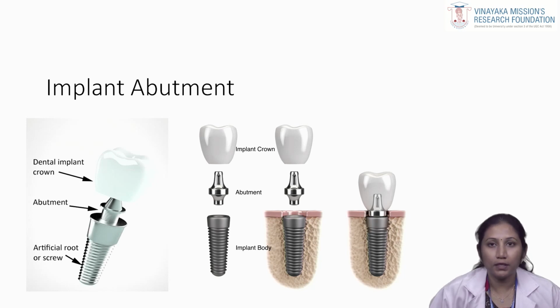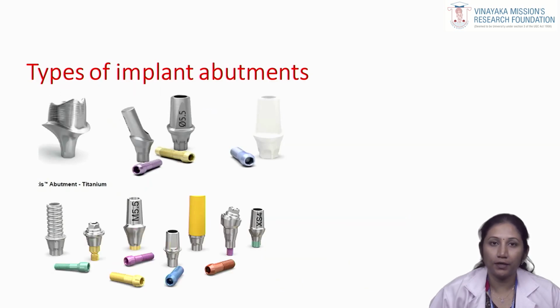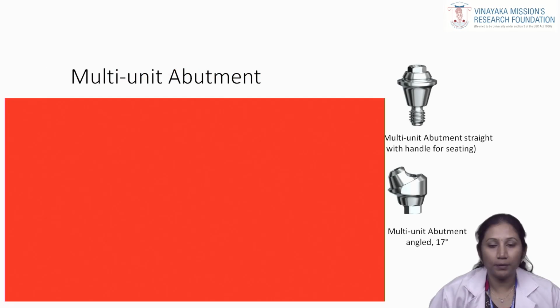Then we are going to talk about the implant abutment. The implant abutment is a portion that supports or retains the prosthesis. Implant abutments can be classified as straight or angled abutment, stock or customizable abutment, metal or zirconia abutment. There exists a special type of abutment called a multi-unit abutment. The multi-unit abutments are usually placed in an area where the implant is placed very deep, or the implant is angulated, or if the thickness of the tissue is more.